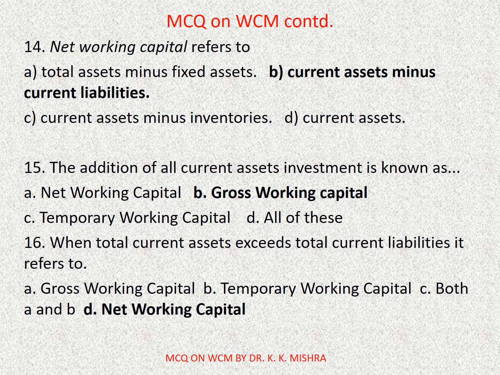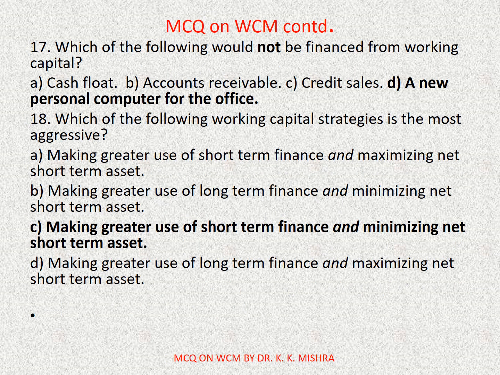Question number 17. Which of the following would not be financed from working capital? Options are A. Cash flow. B. Accounts receivable. C. Credit sales. D. A new personal computer for the office. Correct option is D. A new personal computer for the office.